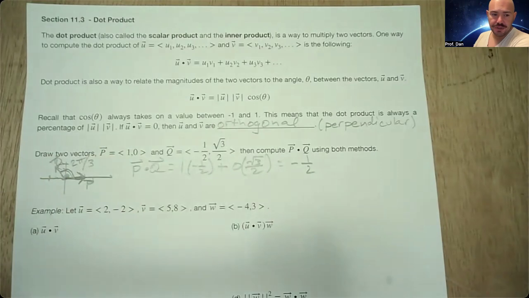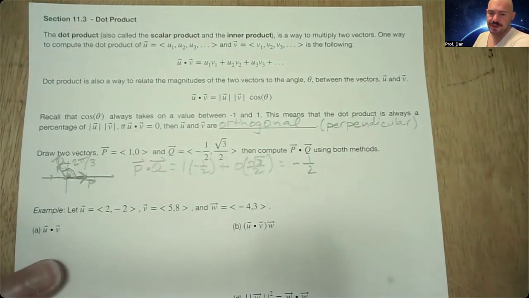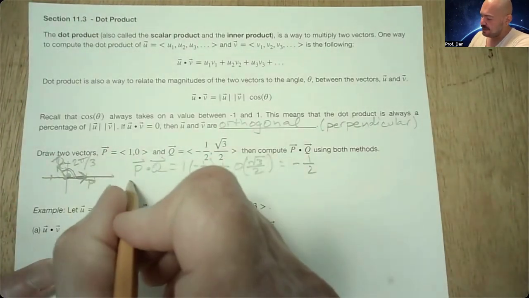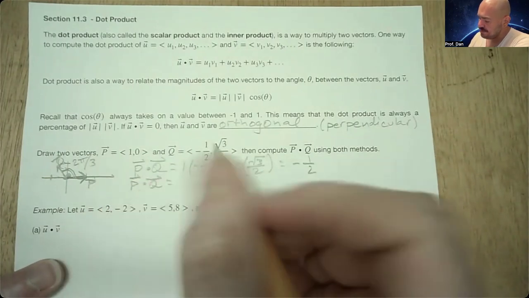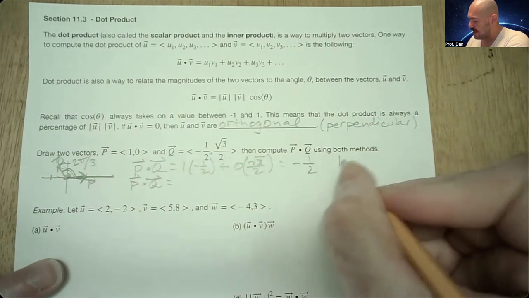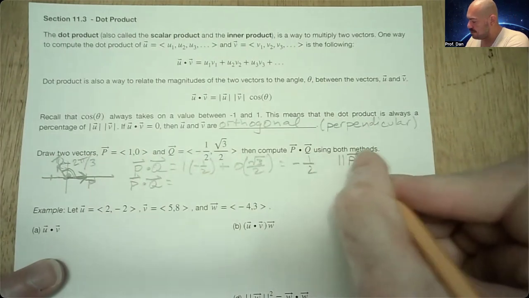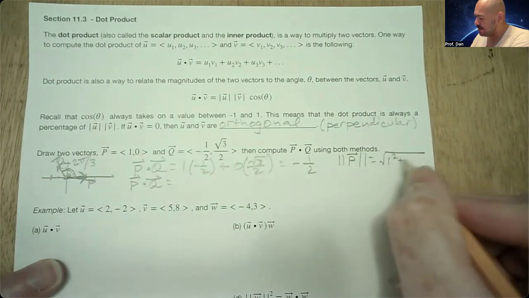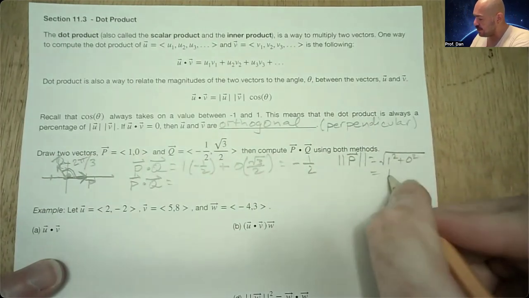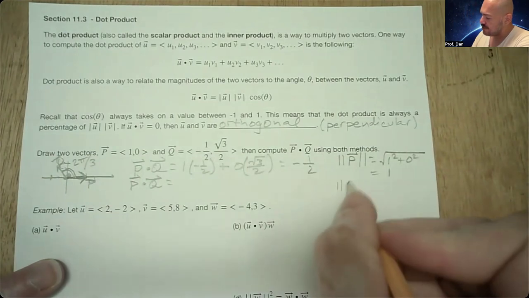So we know that the angle is 2 pi over 3. Now, if I wanted to find my dot product using that definition, I would need to know the magnitude of P, right? That's the square root of 1 squared plus 0 squared, which is equal to 1. I would need to know the magnitude of Q.